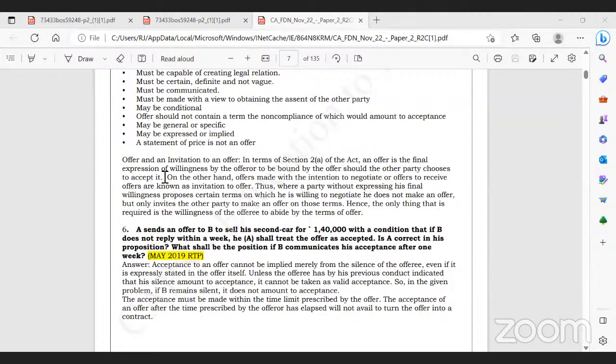So you'll have to write the provisions of the Act and that mere silence is not acceptance. So if he says you cannot reply, that is not valid. Also, an essential condition of an offer is that it must not impose a term, the non-compliance of which leads to acceptance. Remember, we have done both. Right or no? So write both the essential rules of a valid offer and valid acceptance. Next.